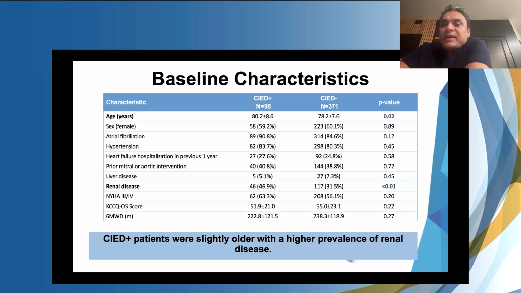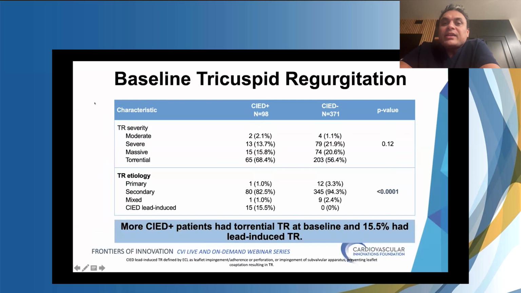And so here are the characteristics. Basically, everything is similar, except the lead patients were slightly older, as you can see on the top line, and they had a higher prevalence of renal disease, which you can see highlighted. The other main factors were very similar. So they were slightly sicker. Next. If you look at the TR severity, numerically there was more torrential TR, which makes sense in the lead patients. Not surprisingly and understandably, the CIED lead-induced TR patients were significantly higher because there were no leads in the other group.